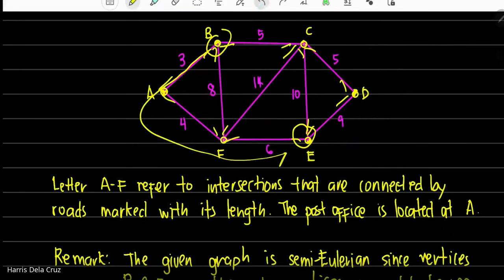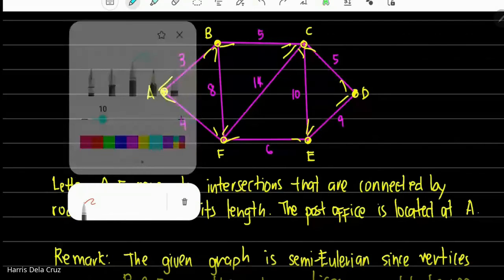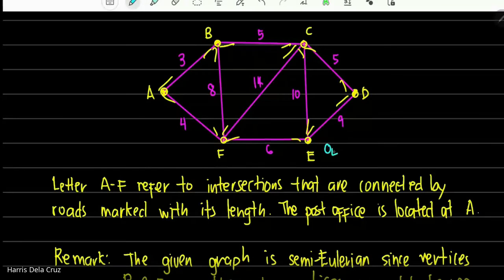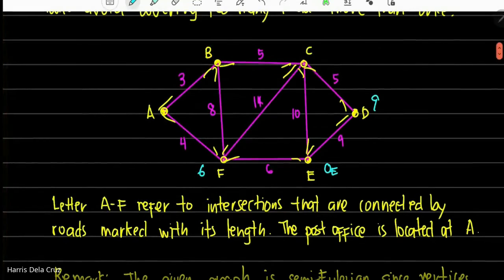So, paano ba i-perform yung Dijkstra's algorithm dyan? So, if I want to start at E, kasi pabalik na ako, let's perform the Dijkstra's algorithm. So, ang label ng starting point ay 0, coming from E. From here, I can go to F6 or D9 or C10. Since the smallest is 6, I'm fixing 6 from F, from E.